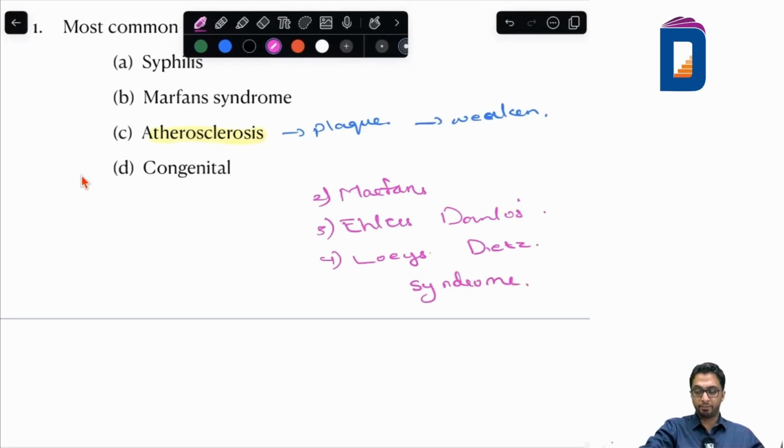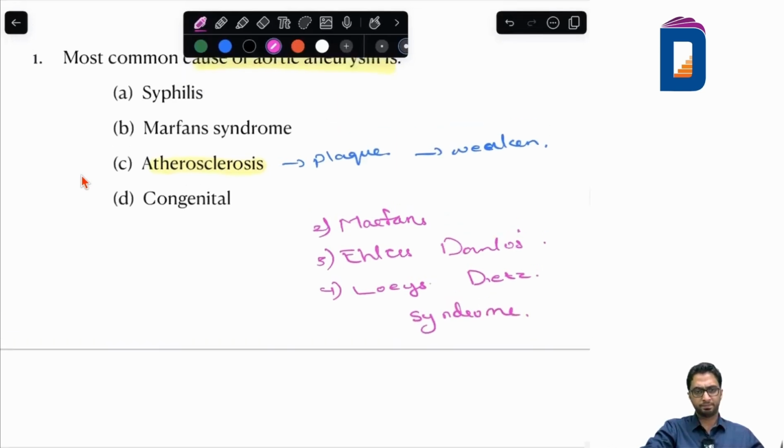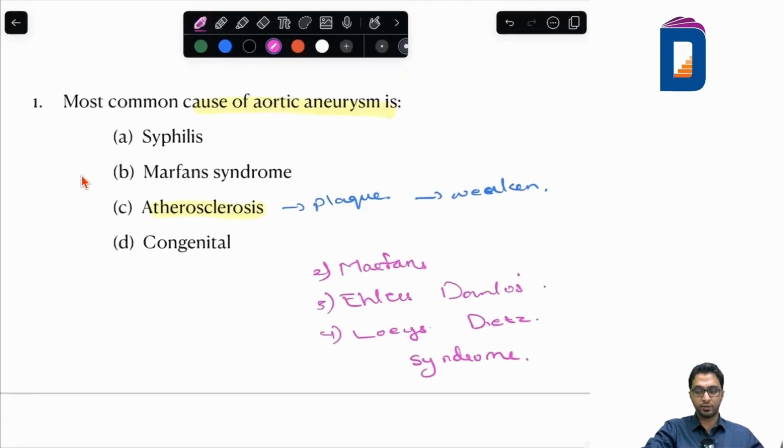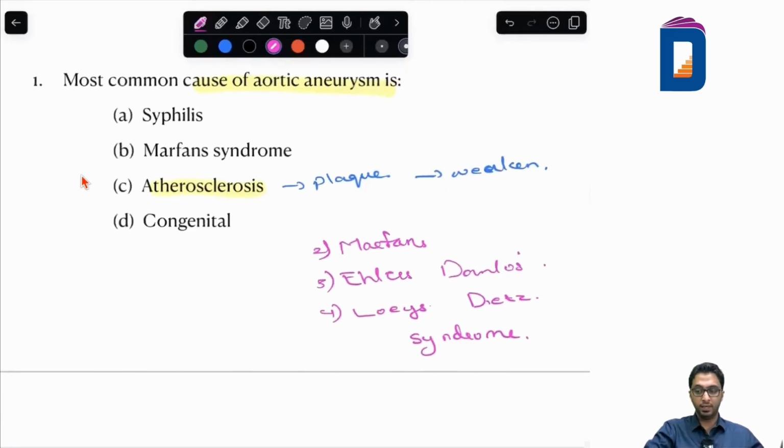Loeys-Dietz syndrome, Ehlers-Danlos and Marfan's. The other one was MET, so that was more into trauma and Turner's. The most common was hypertension for dissection. Now coming to aneurysm, the most common is atherosclerosis. Again, we have ME, but slightly different here. You can call it MEL if you want to.